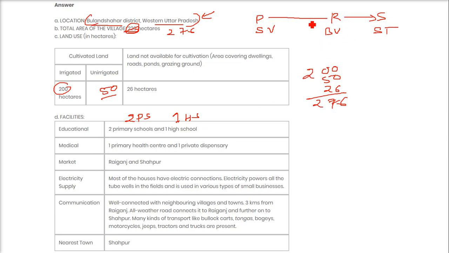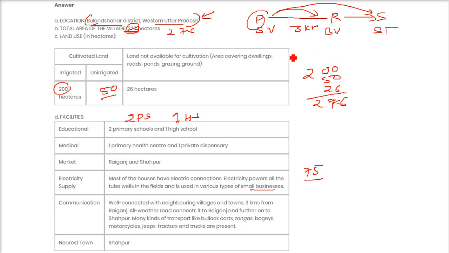Market, as we have seen that it is in the vicinity of 3 kilometers from Raiganj, and Shahpur is nearby. And these are the markets. Whatever is produced here, it is being sent to these 2 places. Electrical supply or electric supply. So most of the houses have electric connections. And because the Palampur people are mostly into farming, around 75% are in farming, the tube wells in the field all run by electric power. And also there are small businesses, they use the electricity.